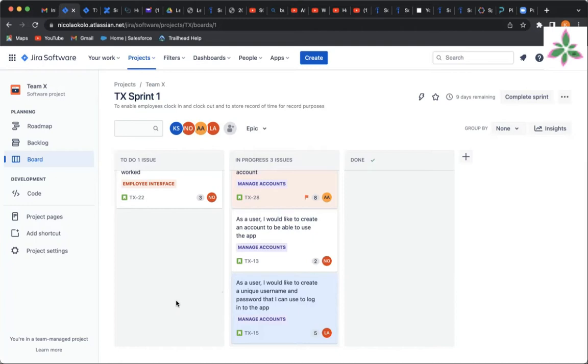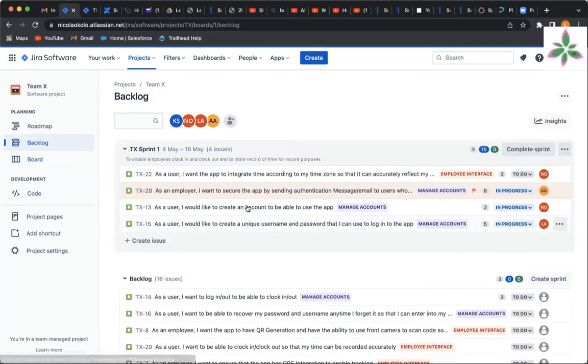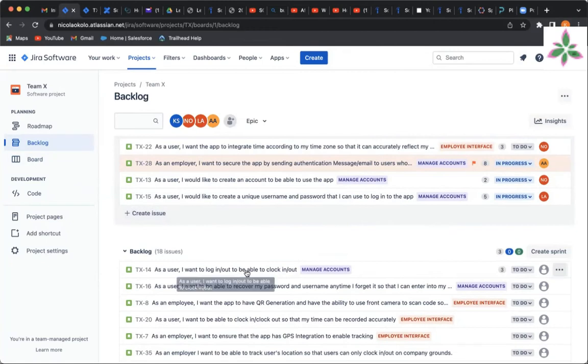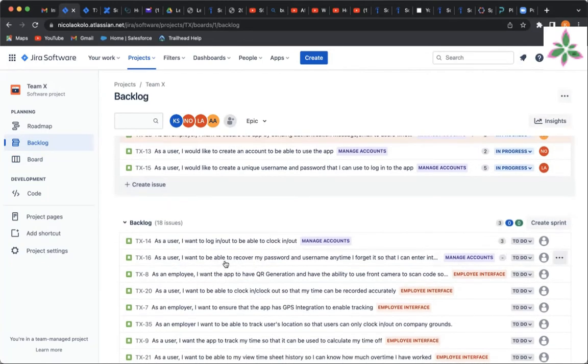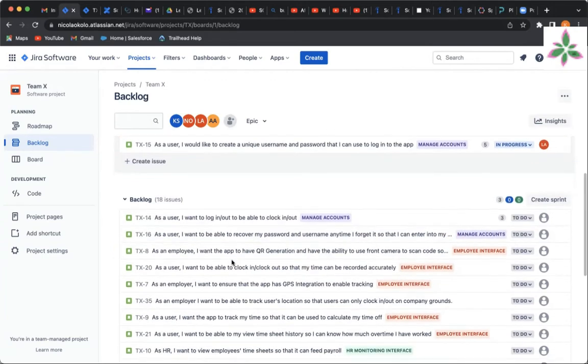So our product owner, Jovita, would you like to start by telling us your priorities? Yes. Can you show the backlog, please? Okay, thank you. Based on the product vision and the client's needs, here are my priority items for the next sprint. Log in and log out, to be able to clock in and out. Also, to recover password and username anytime one forgets it. And QR generation and the ability to use the front camera to scan.